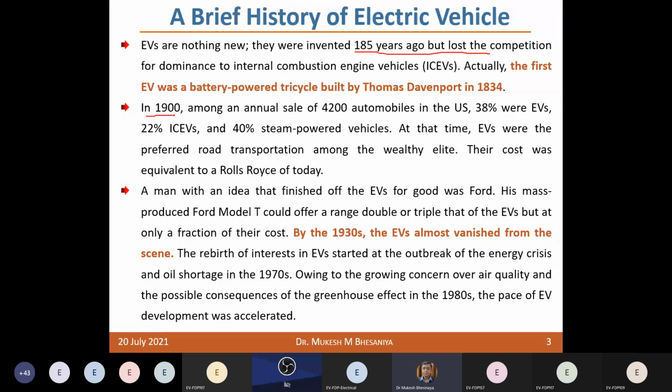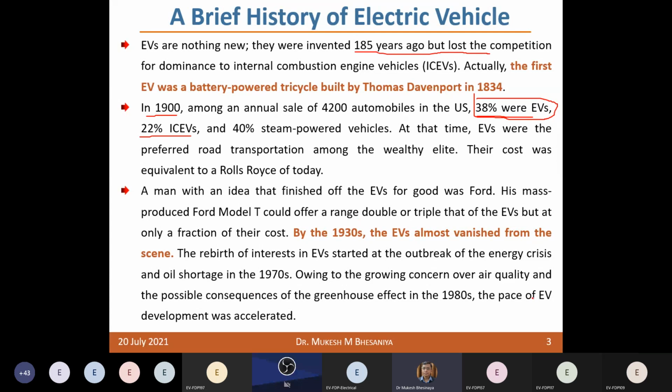If you see in 1900, among an annual sale of around 42 vehicles in US, 38% were EV. So the contribution of EV was around 38%, then 22%, which is lesser than that of EV, and 40% were steam powered vehicles. At that time EVs were the preferred road transportation among the wealthy elite, and the cost of these EVs was equivalent to the Rolls-Royce of today.